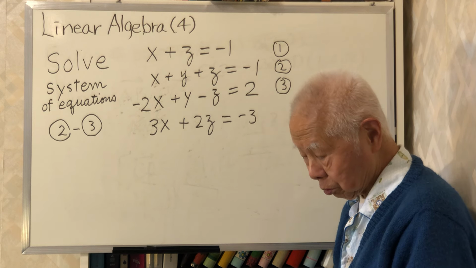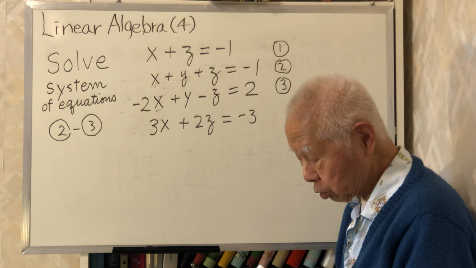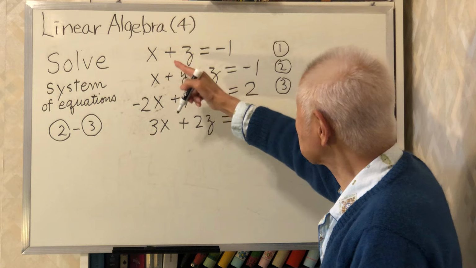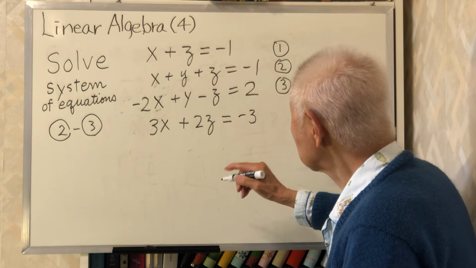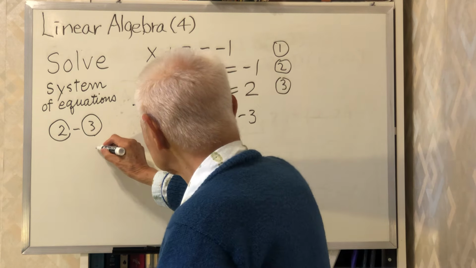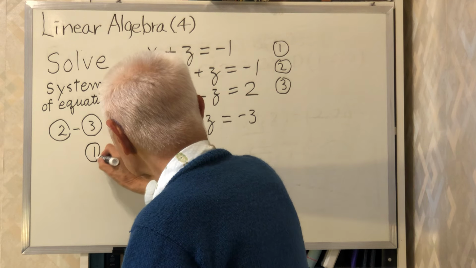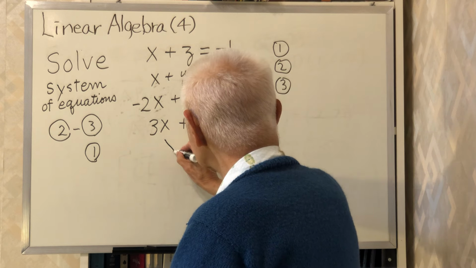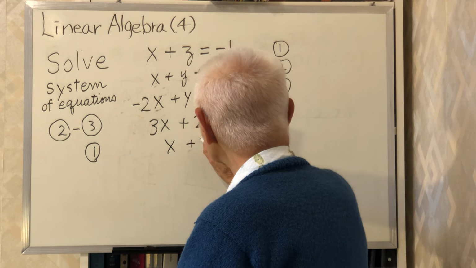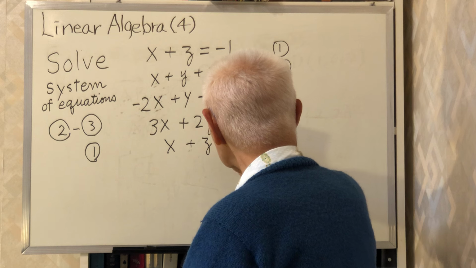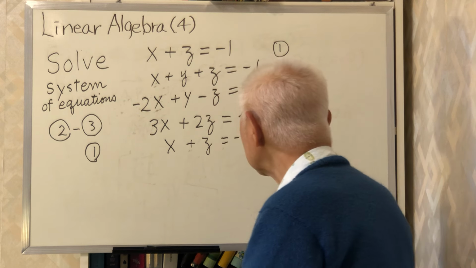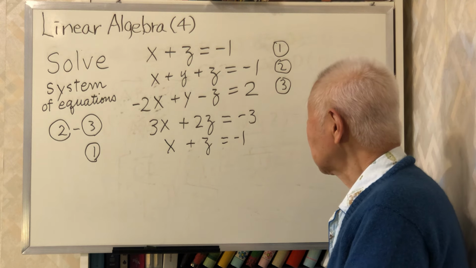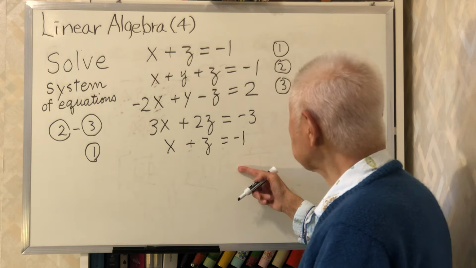sometimes you just copy something wrong. So I double check everything is correct. Now I have x plus z is negative 1. So I rewrite the first equation. Now I have x plus z equals negative 1. Multiply this equation by 2.